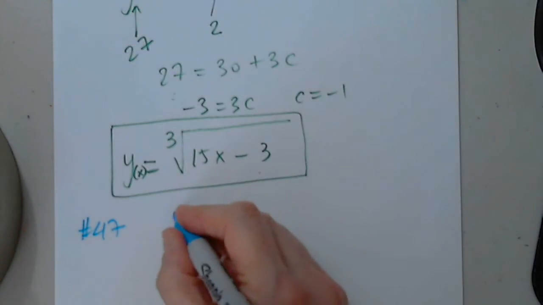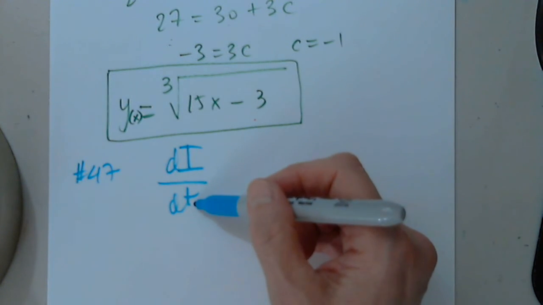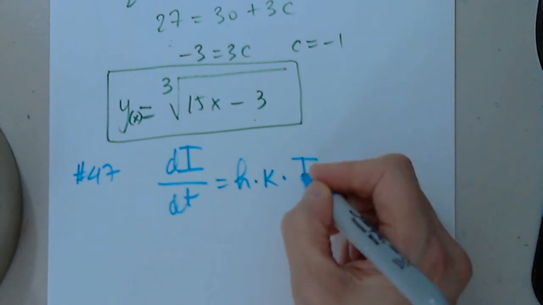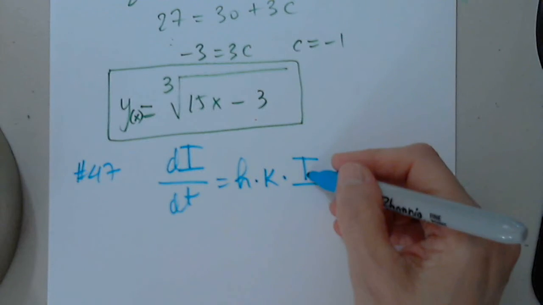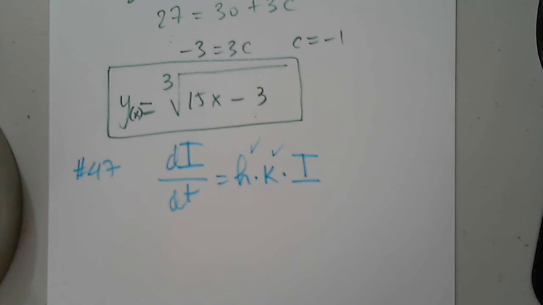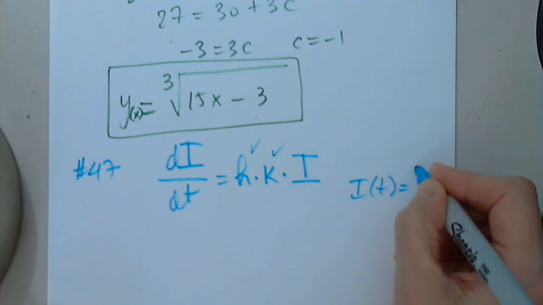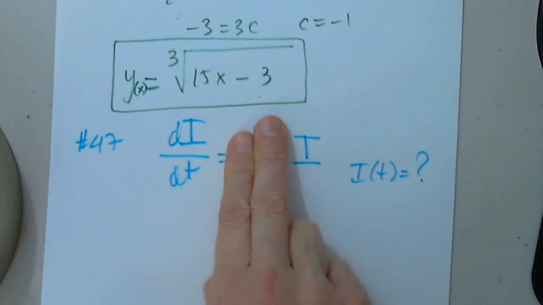So dI over dt, obviously I is a function of t, they're saying that h is a constant, k is a constant, and times I. I is the initial investment, they say. These are constants. Use separation of variables to solve the differential equation. Of course, they want us to find I of t. This is what they're asking us to find, solving the differential equation. Okay, so these are constants, don't bother with them.